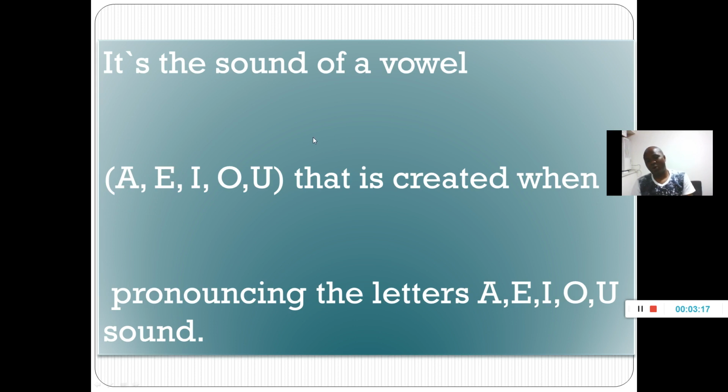If I use a word like man, I can hear a. The a here is my vowel, the only active vowel, and therefore it is a syllable. So man is one syllable because I can hear only one active vowel sound.